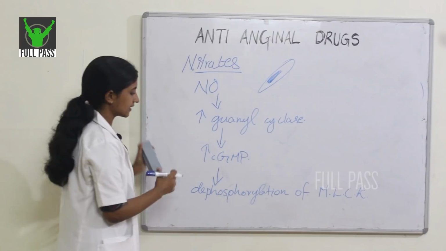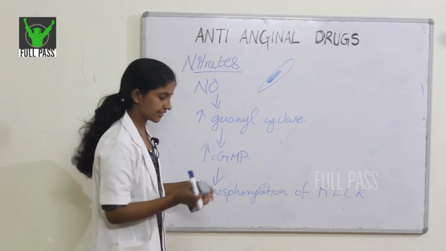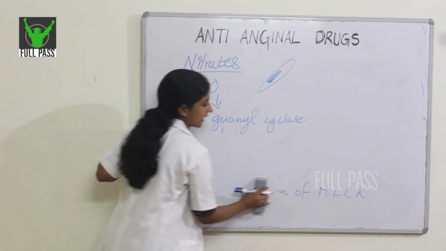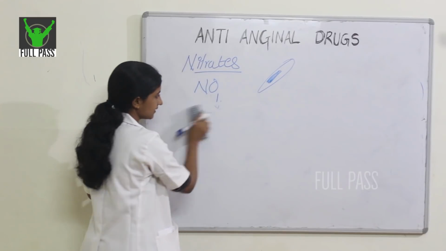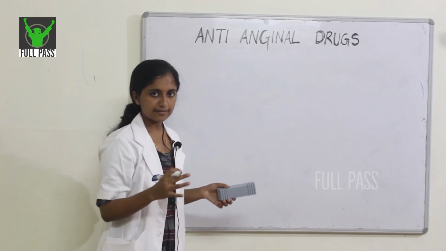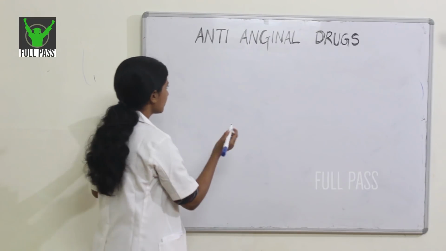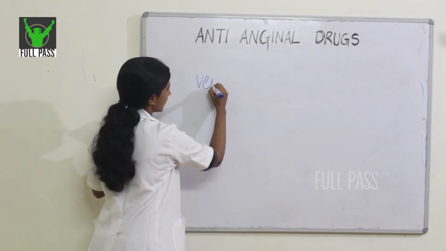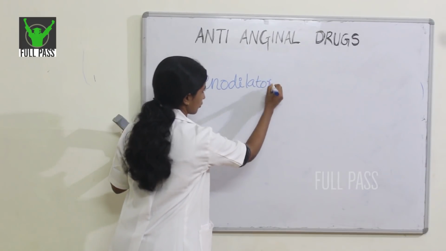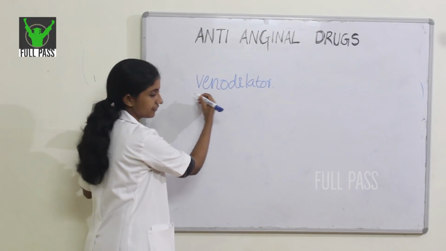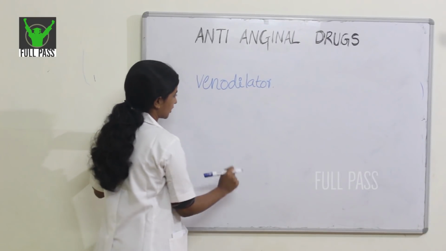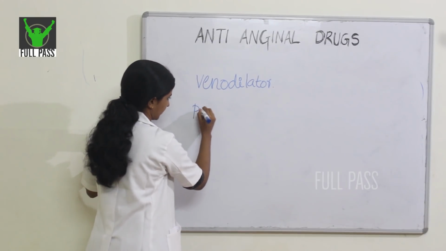What happens when there is dephosphorylation of myosin light chain kinase? There will be decreased interaction between actin and myosin, and as a result there will be no contraction taking place and there will be relaxation. It has more of a venodilator effect than an action on arterioles or arteries. So it has its main action on veins, that is, it is mainly a venodilator. Because of the venodilator action, there will be peripheral pooling of blood.